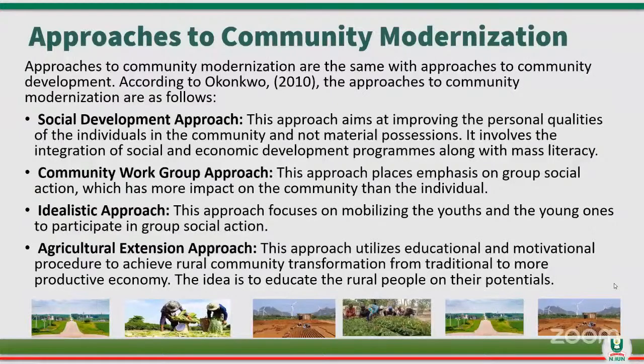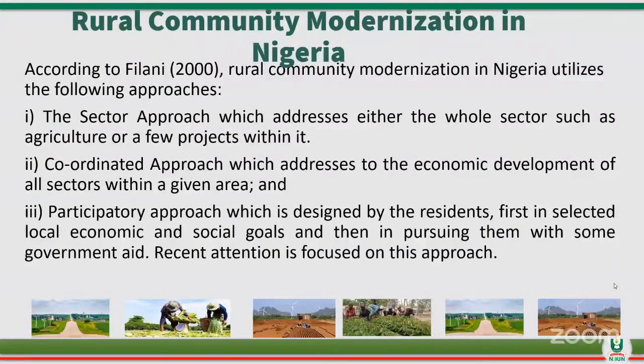Now, rural communities in Nigeria, how are they modernized? Rural community modernization in Nigeria utilizes the following approaches. The first is the sector approach, which addresses either the whole sector of the country, such as agriculture, education, and all that, the whole sector, or a few projects within such a sector. So we call it the sector approach.